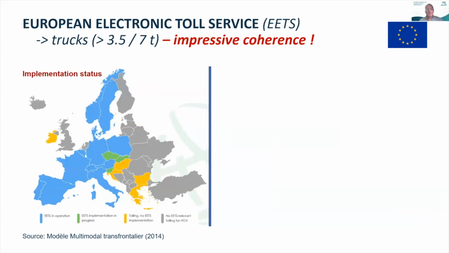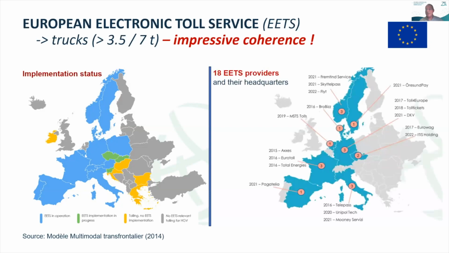And just to give you an impression, this is the implementation status of the European Electronic Toll Service for trucks. It's a much more coherent map. And you can also see that there are 18 EETS providers. I think it's even growing. So there is something very coherent and a strong trend in the truck sector. The question is, will it come? Probably in the car sector, but when?